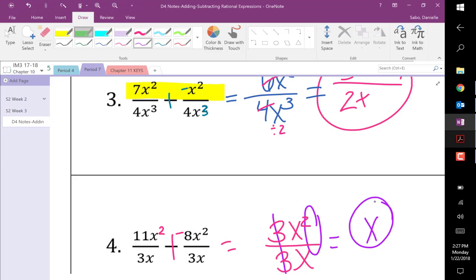And they're pretty straightforward. You're just adding the top and then you're simplifying. Tomorrow might be a little bit more challenging when we don't have the same bases, but we'll take that on tomorrow when we get there.